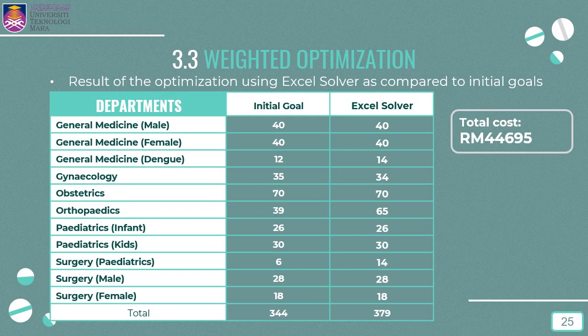The following table shows the result of the optimization using Excel solver as compared to the initial goals. Based on the number of beds suggested by Excel solver, the total number of hospital beds obtained was 379, which is 10.17% higher than the actual target of total 344 beds. However, with that number of beds, the total cost obtained was exactly equal to the budget allocated by the government, which is 44,695 ringgit. Hence, the solution is optimal for the hospital since it does not exceed the allocated budget.